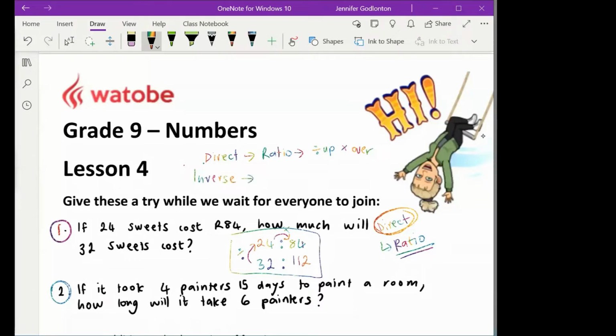Who feels brave? Chat to me. What about Unam? Unam, I don't know if I've heard your voice yet, and I want to. Can you tell me if that's going to be direct proportion or inverse proportion? No? Oh, I don't think Unam's connected to audio.